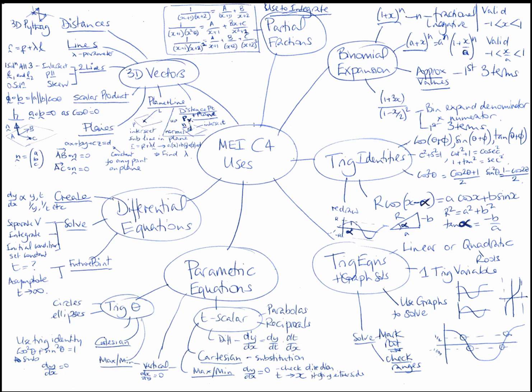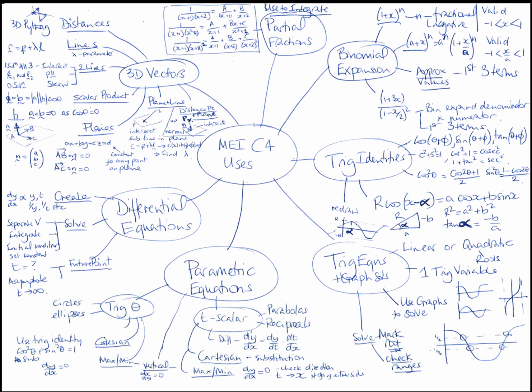Okay. Scalar product, what are they using that for? To find the angles between vectors, a dot b, and also to find right angles. So if a dot b equals 0, because cos is 0, then they're at right angles. Which neatly brings us on to planes. Quite often they're going to give you points in a plane, and then you have to show that a particular vector is the normal to the plane.